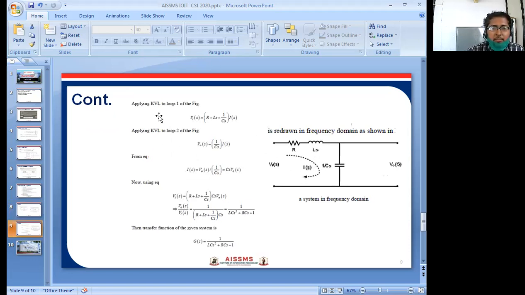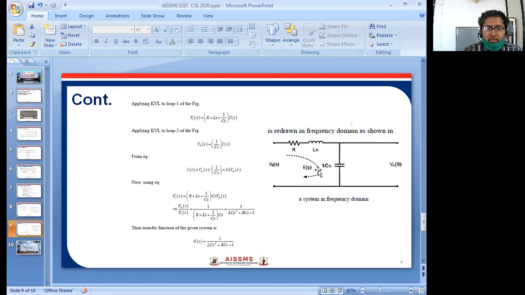If you apply KVL, then you can easily find this expression. Here you can look at R, L and C: resistor, inductor and capacitor are all in series form. So we can easily find it by using KVL. So this is our first equation. And if you use the outer loop, or you can say loop 2, then we will find this equation.